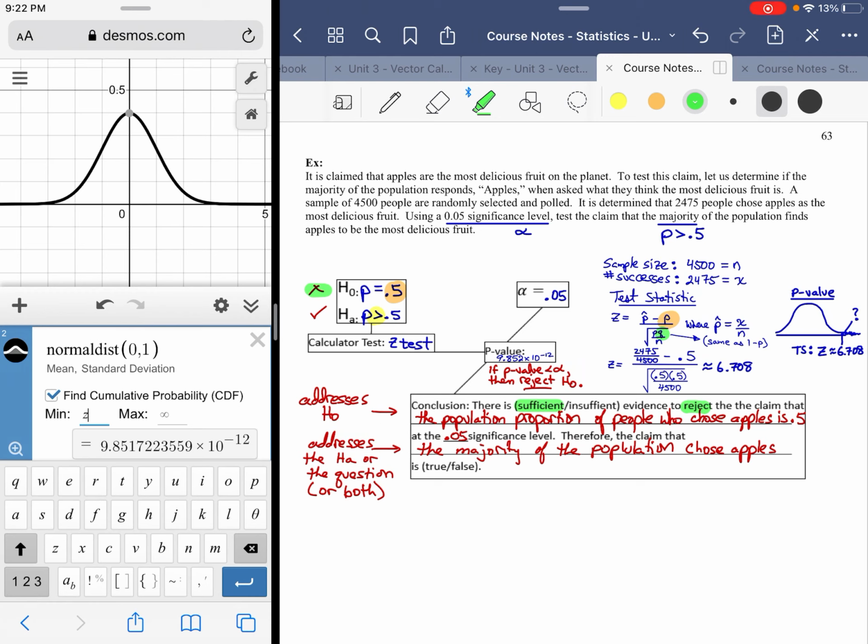So if we are rejecting the null, we're saying the null is bad, that means the alternative is good, good as in true. We're making the claim that this is a true sentence. The majority of the population chose apples is true.